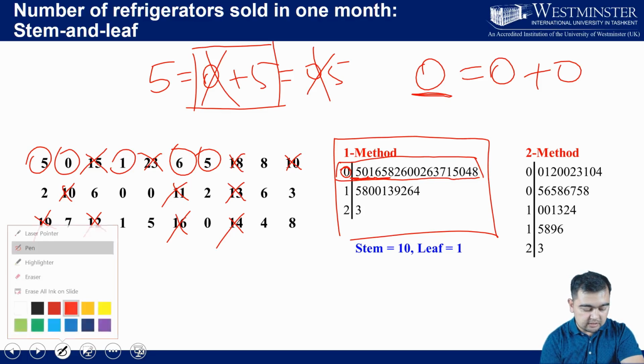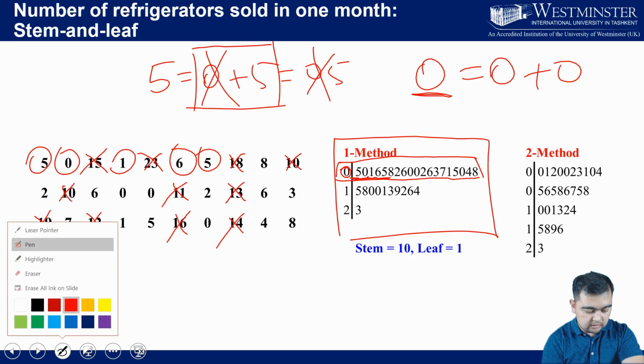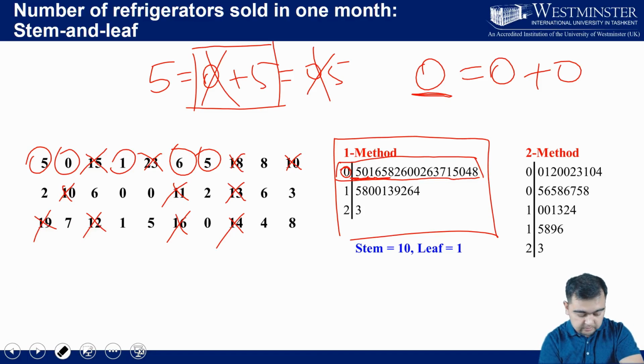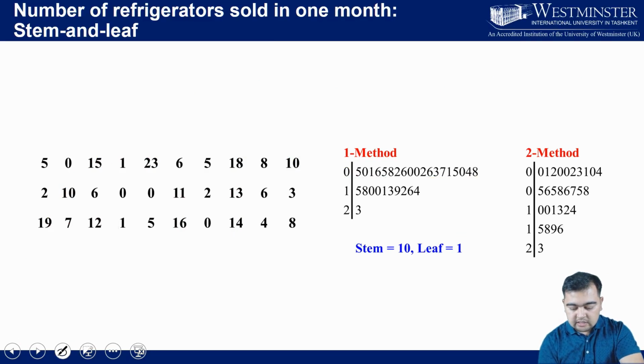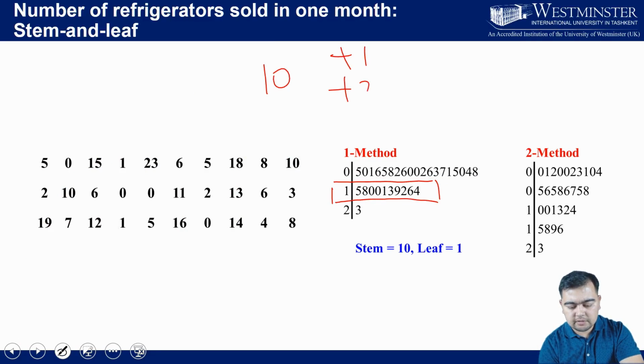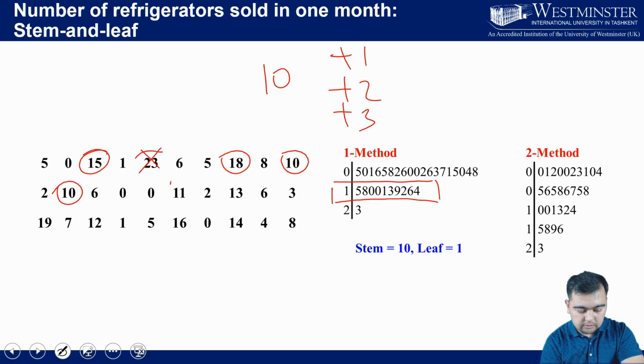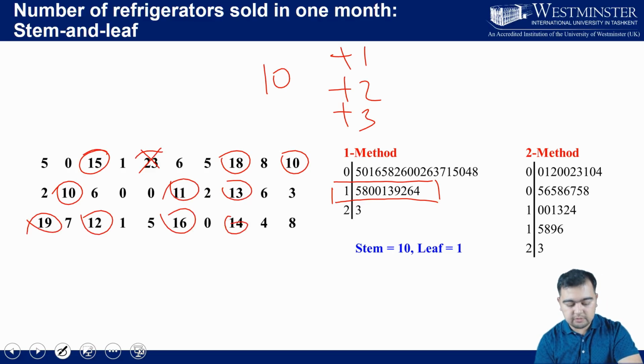Now let's move on to the second part of the stem and leaf diagram. So let me quickly erase everything. Now, the second stem basically represents what? Not the zeros, but the tens this time. Now we have 10 plus 1, 10 plus 2, 10 plus 3, and so on and so forth, right? So this time we're going to look at these numbers. So 23 is still a different number. Okay, 10, 11, 13, 19, 16, 12, and 14 itself, right?